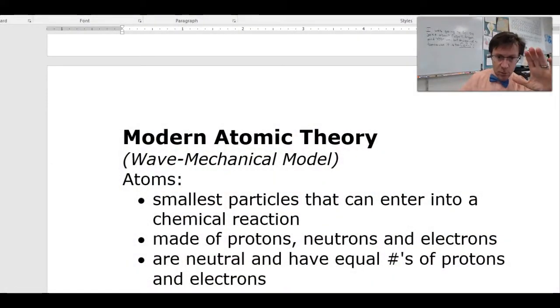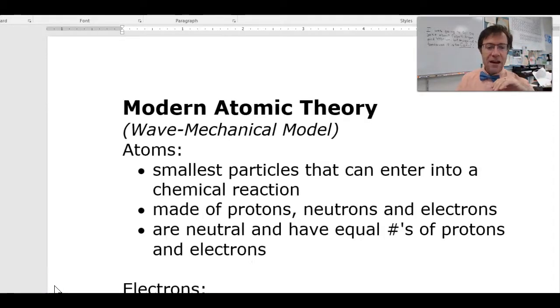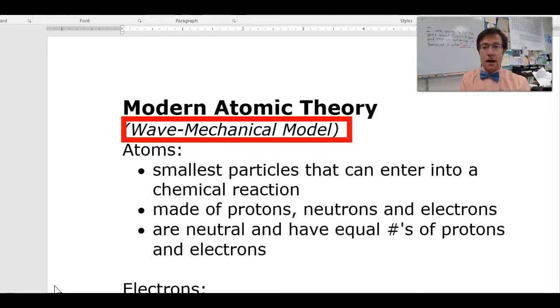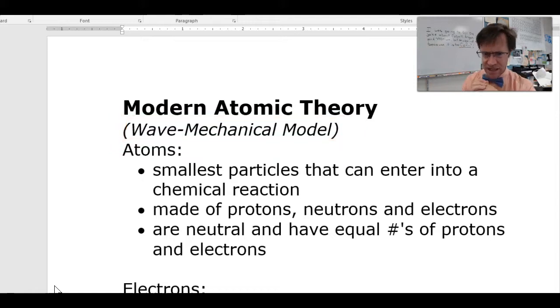All right, the first thing that we want to do is define atoms based on this modern atomic theory, this wave mechanical model. We have to put a box around it so we can wrap our brain around it, because if we don't define something, it's really hard to understand it. There are three main points to atoms with the modern atomic theory. The one I want to hit here is that it is the smallest particle that can enter into a chemical reaction. This is pretty important. It's the smallest particle that can enter into a chemical reaction.